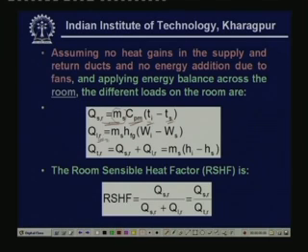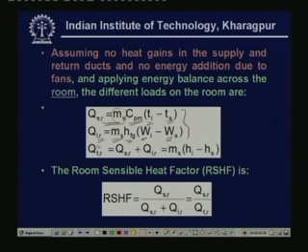Similarly, the latent load on the building QLR is equal to mass flow rate of the supply air MS into HFG, the latent heat of vaporization, multiplied by humidity ratio difference. Wi is the humidity ratio inside the conditioned space, Ws is the humidity ratio of the supply air. Okay, so these two are for the sensible and latent heat loads or sensible and latent heat transfers.